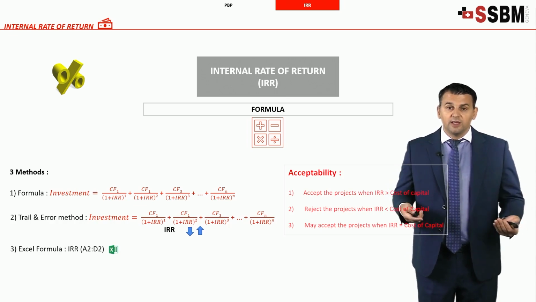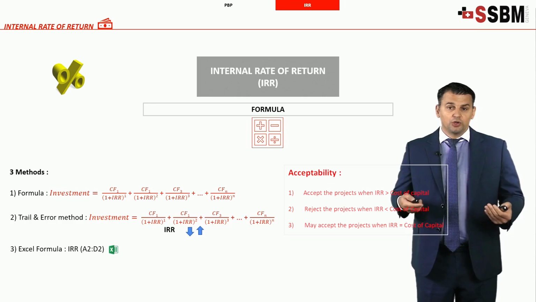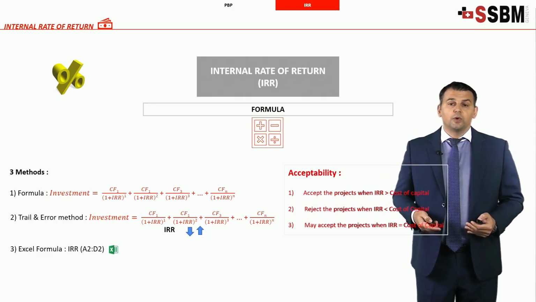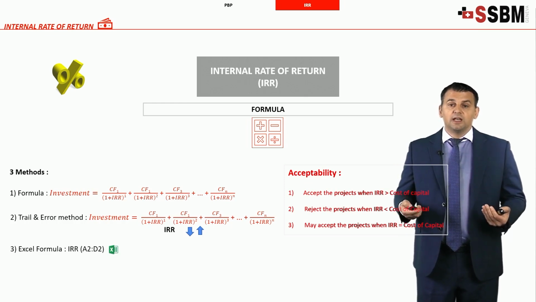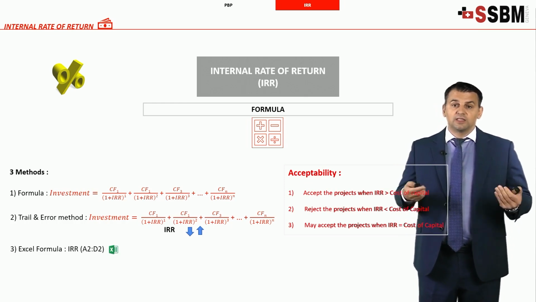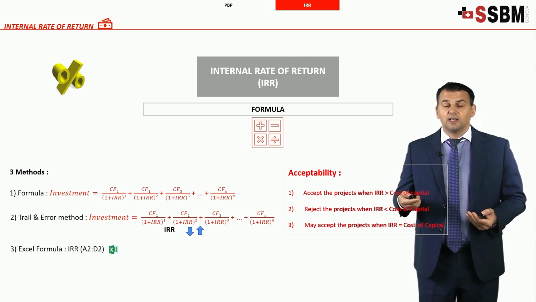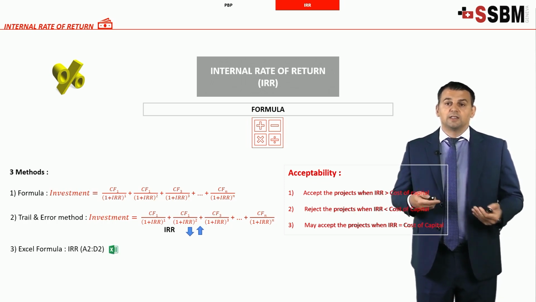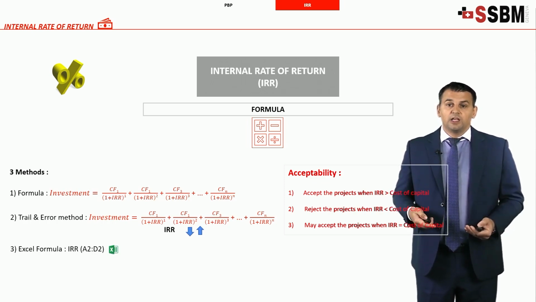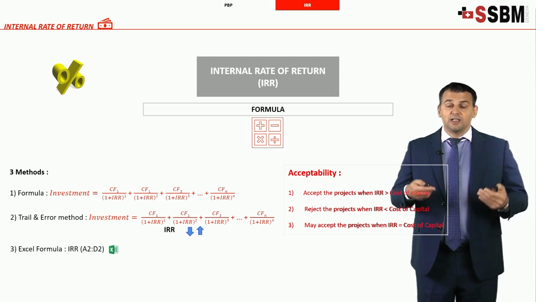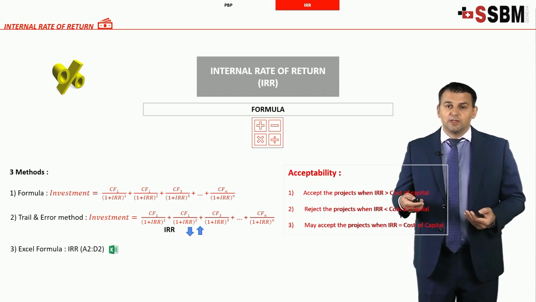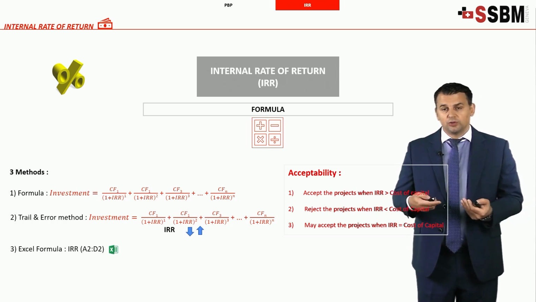In terms of ranking, it gives the highest ranking to the project with the highest IRR. So a few words about the acceptability. The idea here, and the goal, is to accept the projects when IRR is higher than the cost of capital that you have used to finance your investment, your assets. Reject the projects when the IRR is lower than the cost of capital. You can or cannot accept the project if the IRR is equal to the cost of capital.